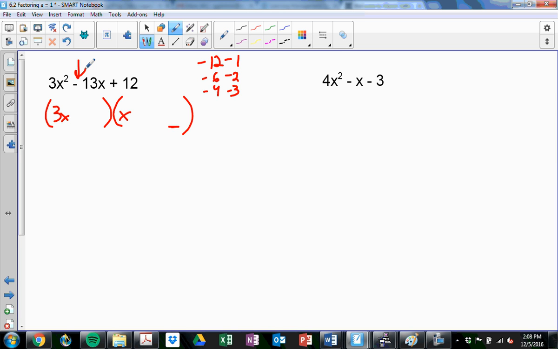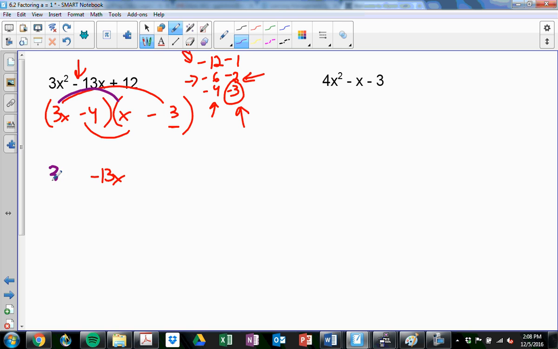Well, I'm thinking about multiplying one of these numbers by 3 and adding it to the other one. And if I multiply this by 3, I put the negative 3 here and the negative 4 here. There's negative 9x minus 4x to get negative 13x. And don't forget, here's our 3x squared. Here's our plus 12. So we get all the pieces we need.